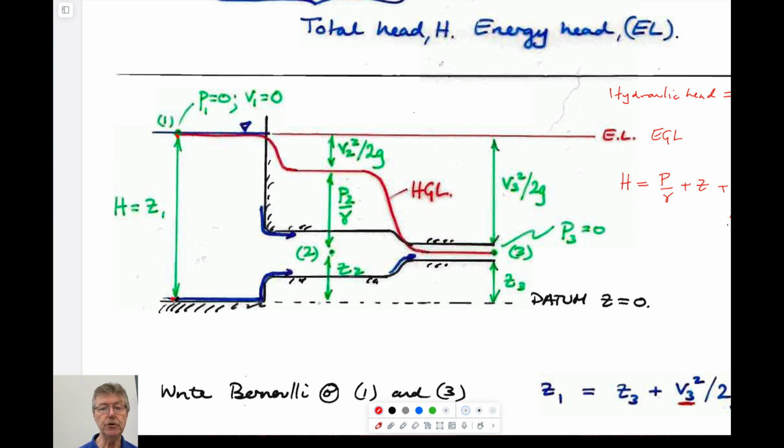Interestingly enough, if you do it at point 1 here, then h would be equal to P1 over gamma plus z1. And in this case, z1 is equal to 0, if this is the datum. And so all you have done is replace the potential energy due to its elevation by pressure energy due to its depression below that surface. You've just exchanged one for another.